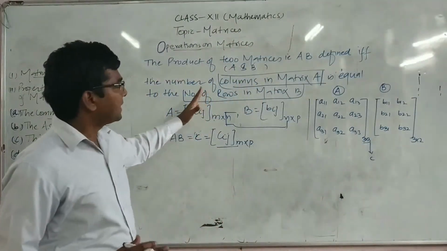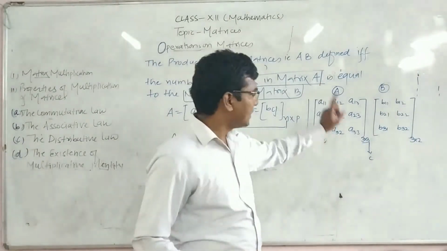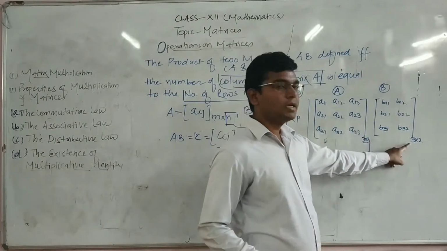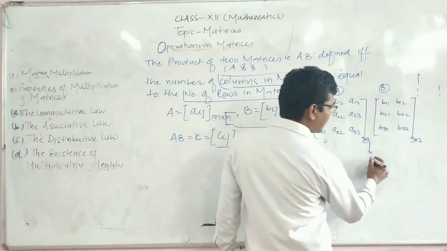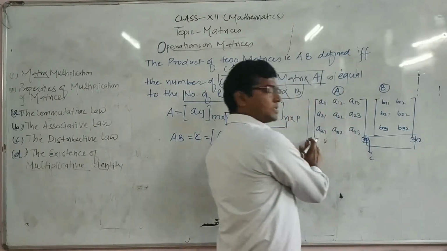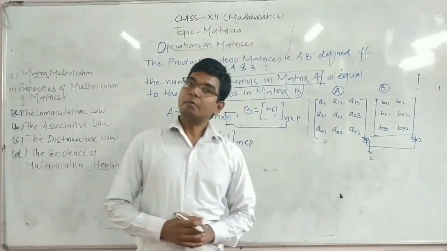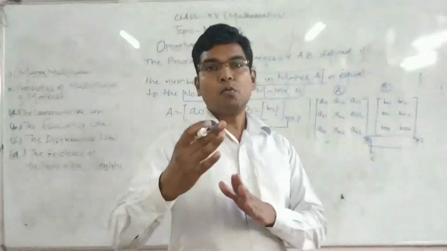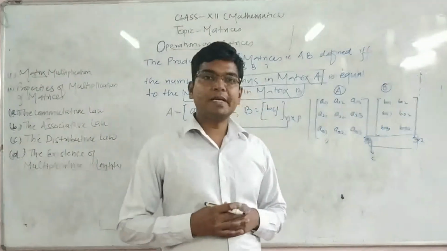So according to our condition, we can multiply these two matrices only when the number of columns in the pre-multiplier is equal to the number of rows in the post-multiplier. The number of columns in the first is equal to the number of rows in the second, so in that case we can multiply. It means we can multiply A with B. So how will the multiplication take place?